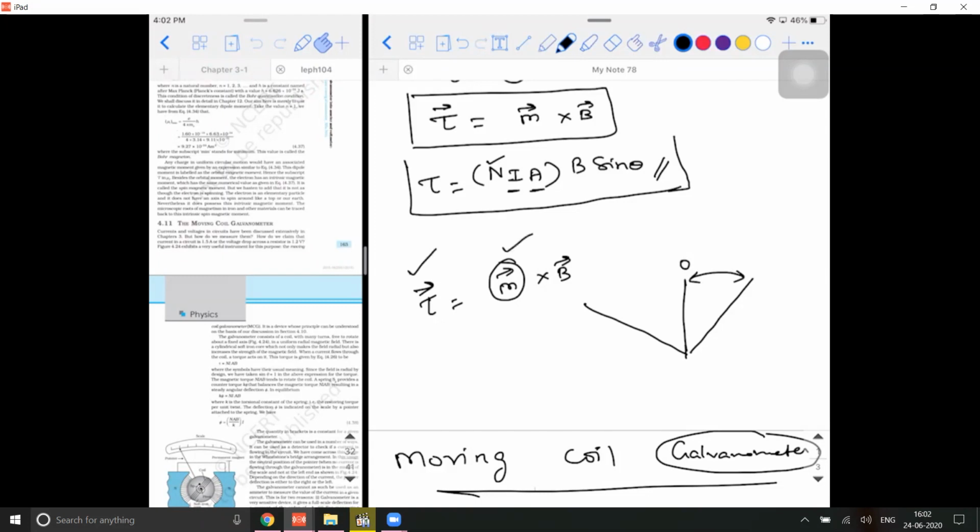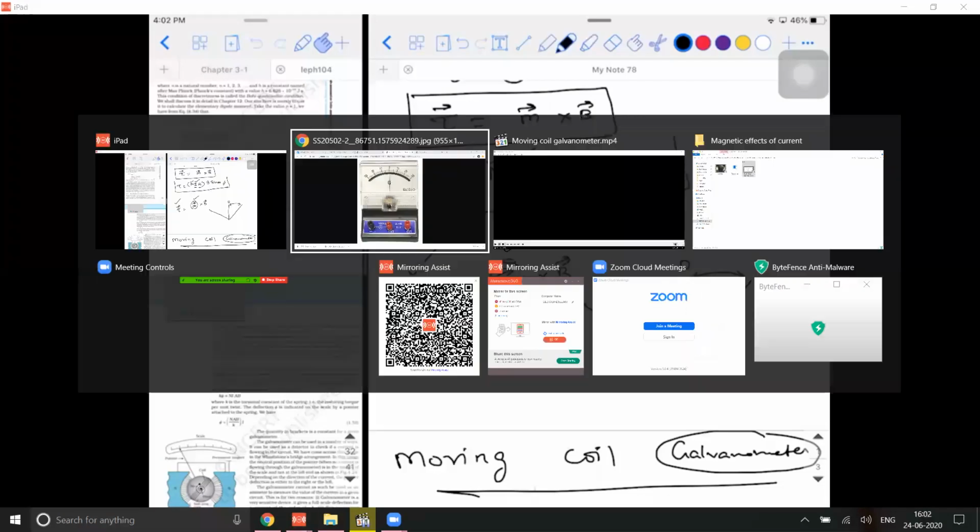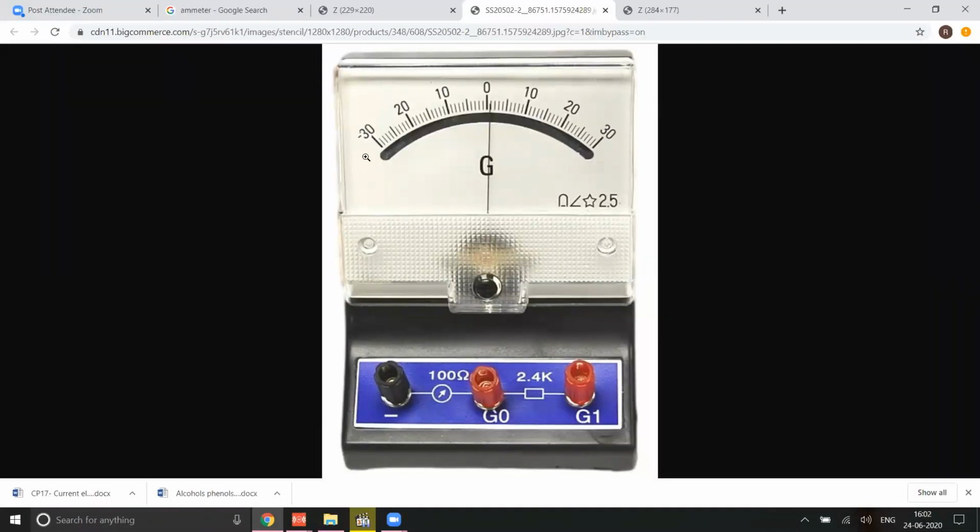When is a magnetic dipole moment produced? When current is flowing through it. That is why this device is used to sense whether current is there or not. So if you look at it, there are no units given with respect to this.